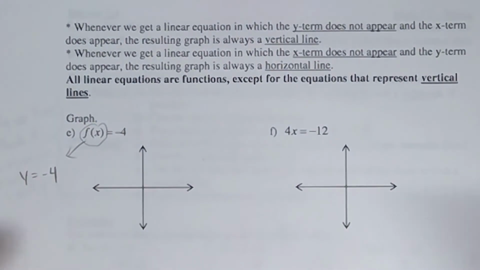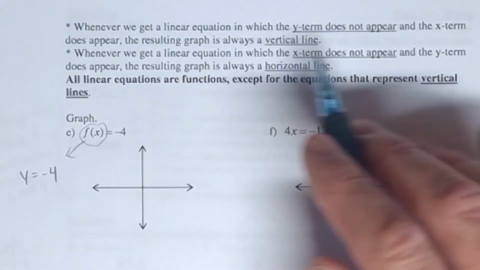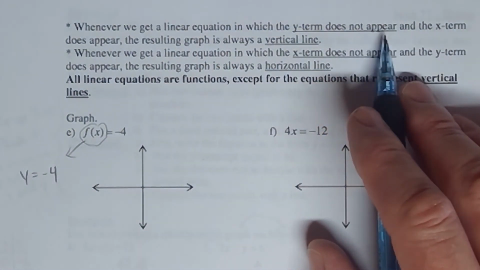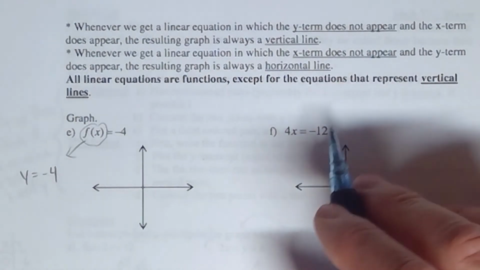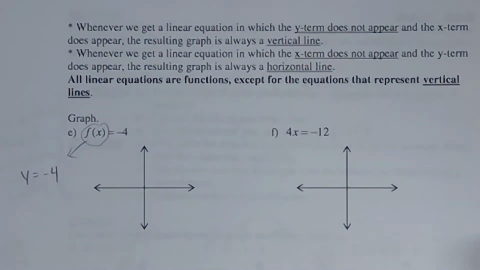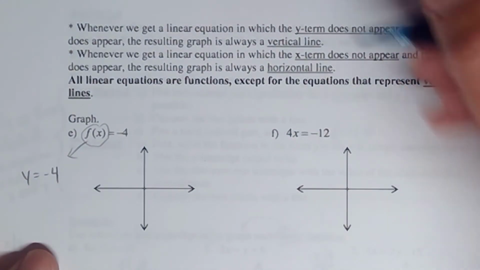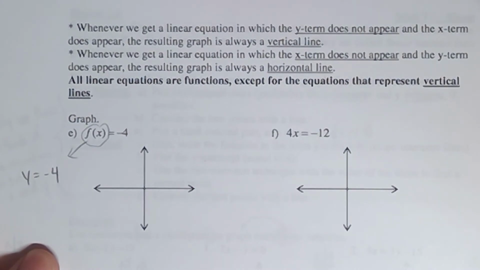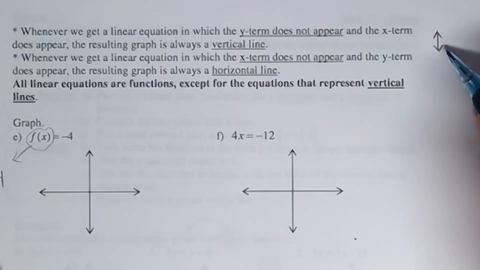Okay, let's read the directions. If you've got a linear equation where the y term is not appearing, it's invisible, like this problem right here, and the x term does appear, that's always going to be a vertical line. I'll explain why it's a vertical line in a moment. But first of all, a vertical line is when it goes straight up and down. It doesn't move to the right, it doesn't move to the left, it's just going straight up and down like this right here.